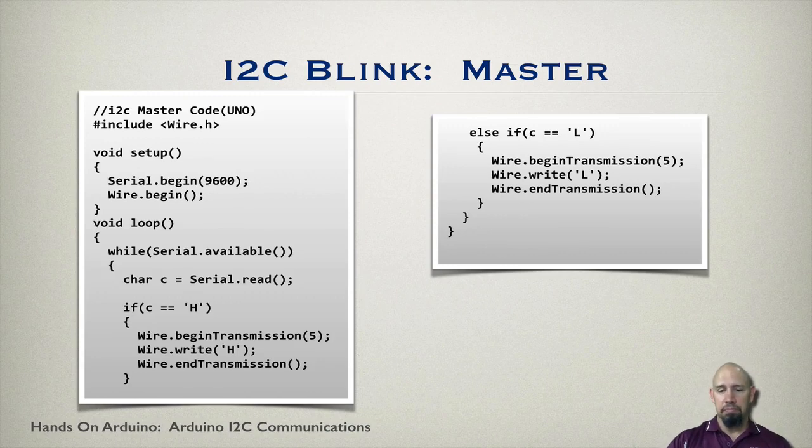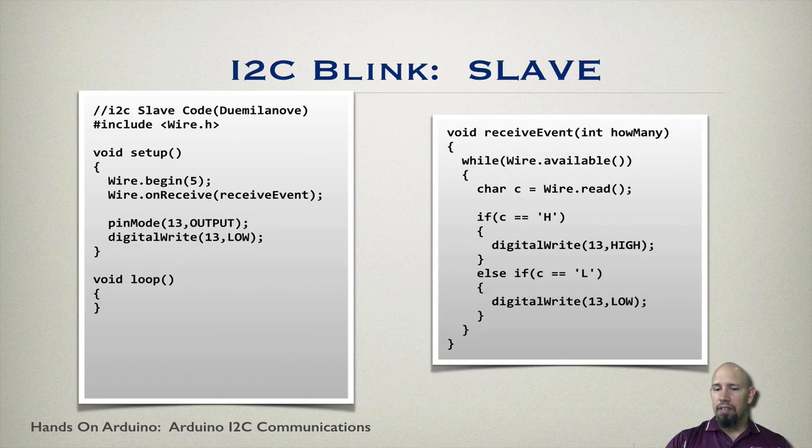Okay, simple, nice. The slave is a little different. So let's see what's going on with the slave. Again, the slave code is what we've got on our Duemilanove. Again, we include the wire library. Then in our setup command, we actually have a little bit more going on. We first do wire begin, and in doing wire begin, we're establishing this Arduino to be device number 5.